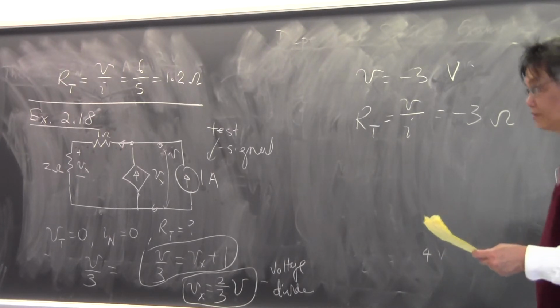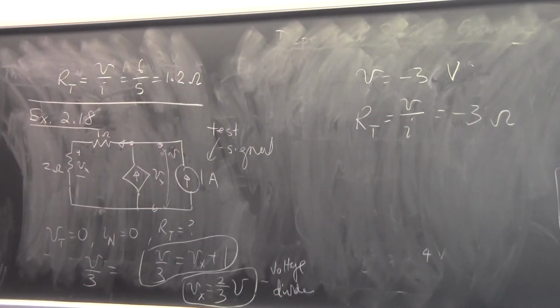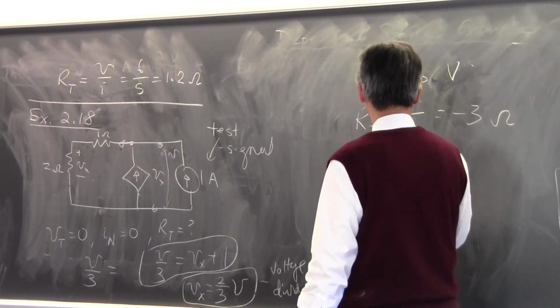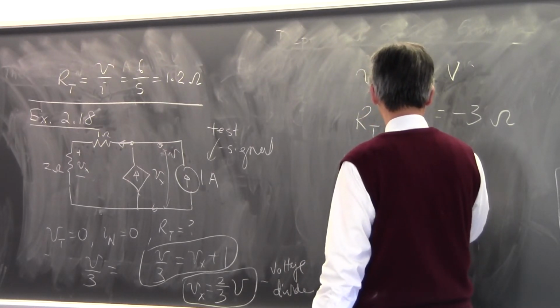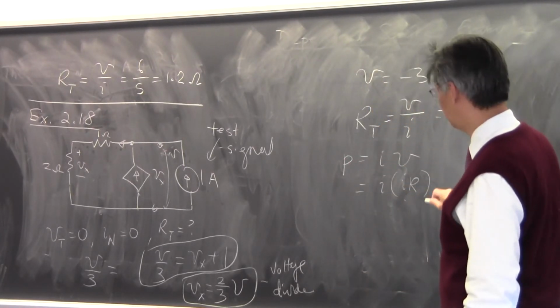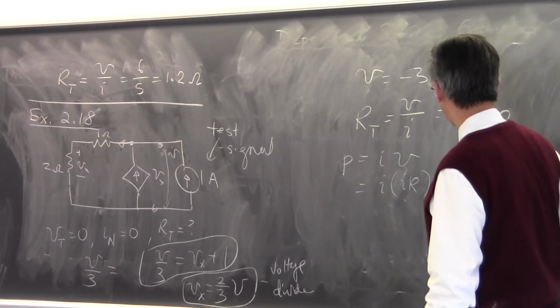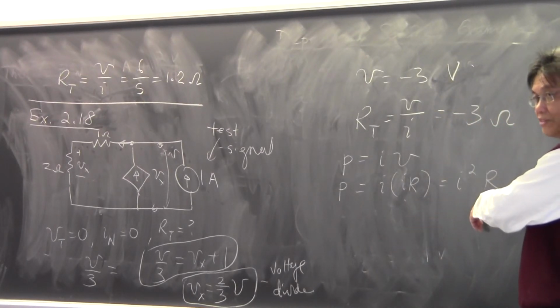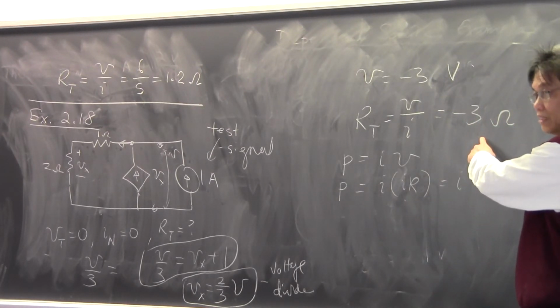So I get a negative resistance. It's an interesting example. Why do I get a negative resistance? Negative resistance means that the circuit is active. It's not a passive circuit. That means that if you look at the power, it is IV. And if V is IR in a resistive circuit, this is I squared R. So if R is negative, the resistor is not absorptive, but it gives out power. That's what negative resistance is.